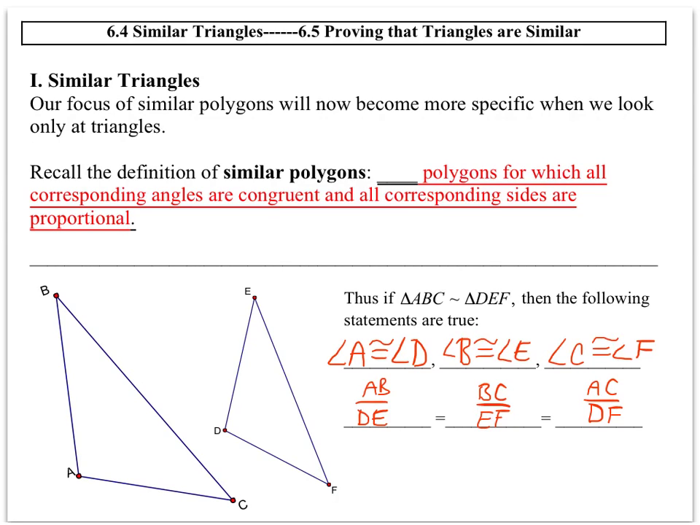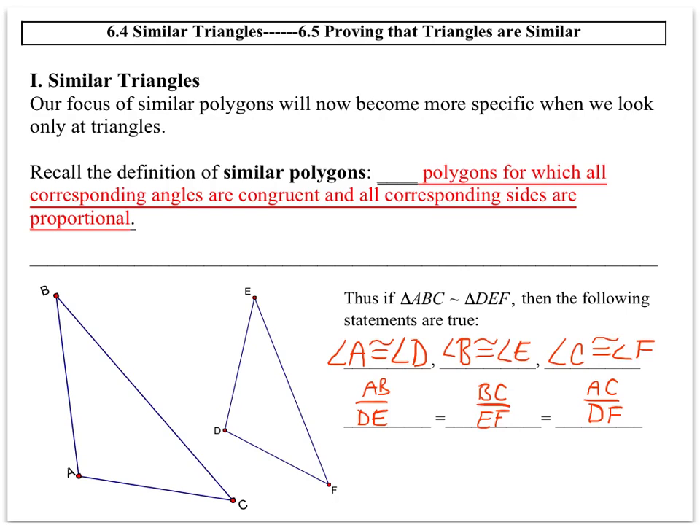In the next section in Chapter 6, we're going to look at triangles in particular. So we're going to steer away from just similar polygons and focus on triangles. And we're going to look at proving some triangles. Don't freak out. I know you hear the word proof and you automatically shut down, think, oh my gosh, this is going to be so difficult. But I can promise you that by the end of this, you're going to feel a little bit better about proofs. Recall the definition of similar polygons.